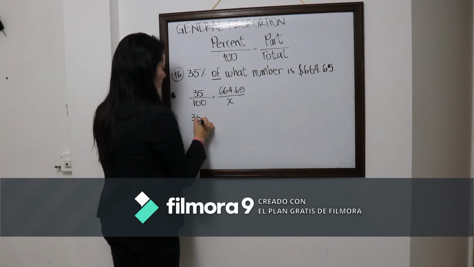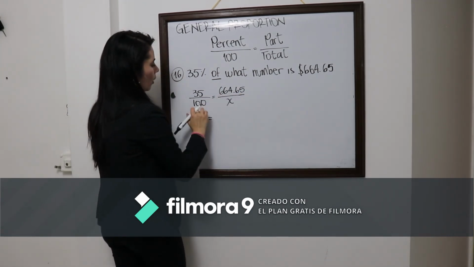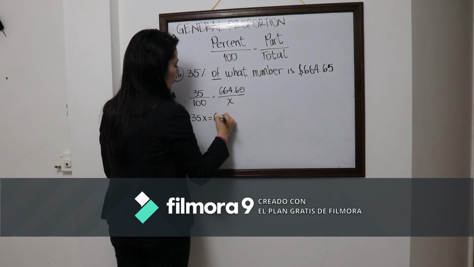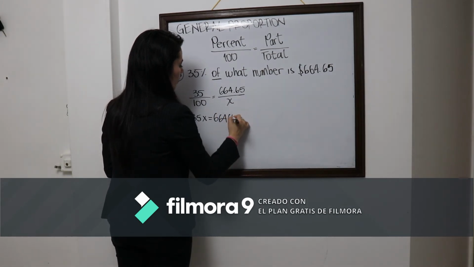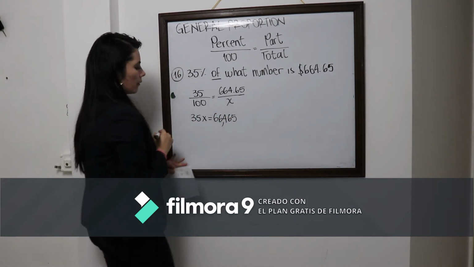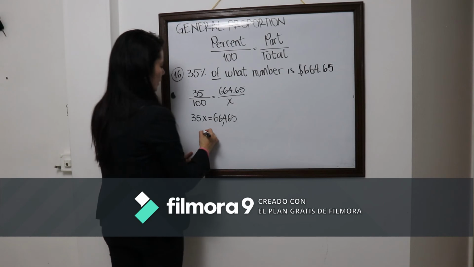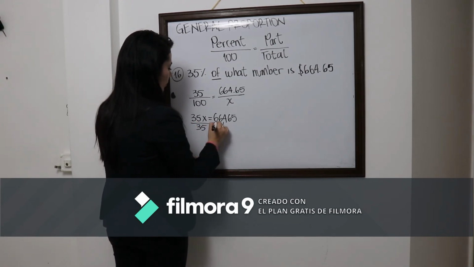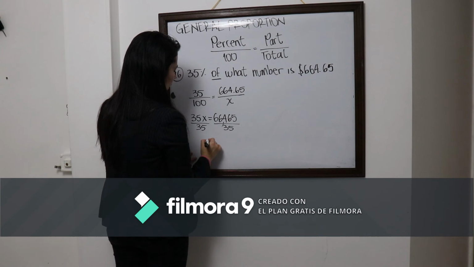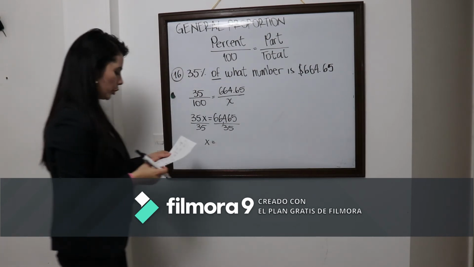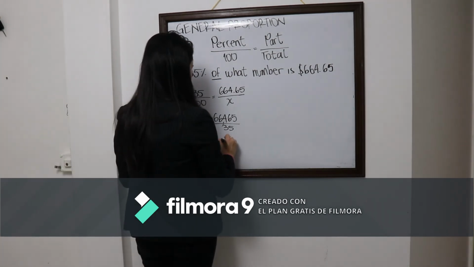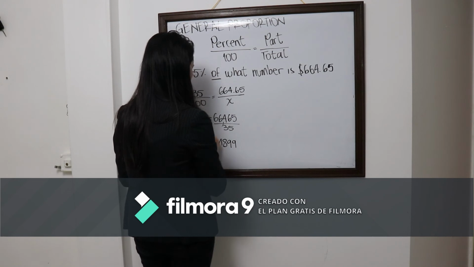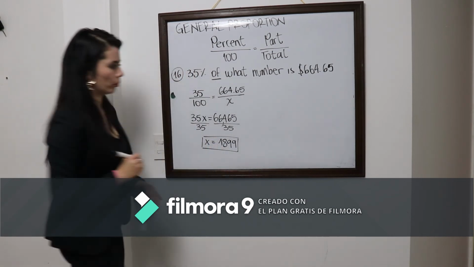I'm going to do cross product here. And I know multiplying by 100 is just moving the decimal point. So I'm getting 66,465. I'm going to divide in both parts, remember. We do divide, right? And so x is going to be equal to 1,899. So here, this is my total.